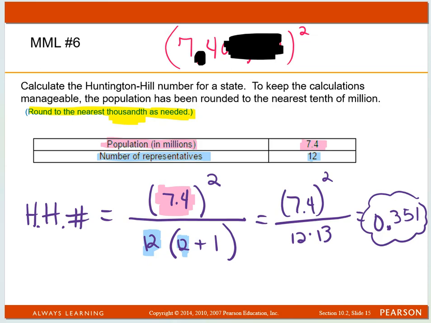And this is just calculating it. The way you use Huntington-Hill numbers is comparing them to other Huntington-Hill numbers and figuring out which one's the biggest, and then that's the one that will get the extra seat. These numbers really don't mean anything by themselves. You have to compare them to other Huntington-Hill numbers. So that is numbers 4 and 6.